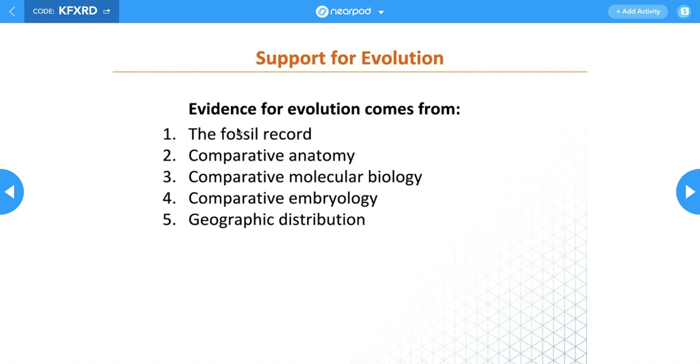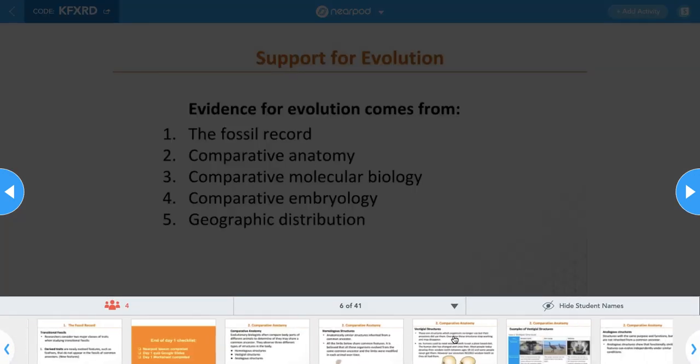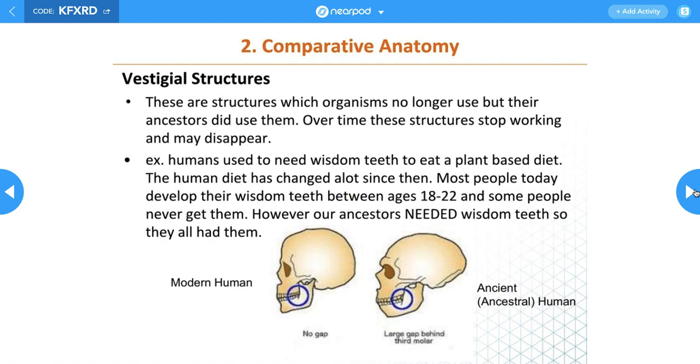The second thing we studied was comparative anatomy, meaning comparing the bodies of different organisms that exist in this time or in the past. We talked about 3 different things in comparative anatomy. We talked about homologous structures. Homologous structures are structures which are thought to have originated from the same ancestor because they have a lot of similarities. We also talked about vestigial structures. Vestigial structures are structures which were useful to our ancestors but are not useful to us anymore.